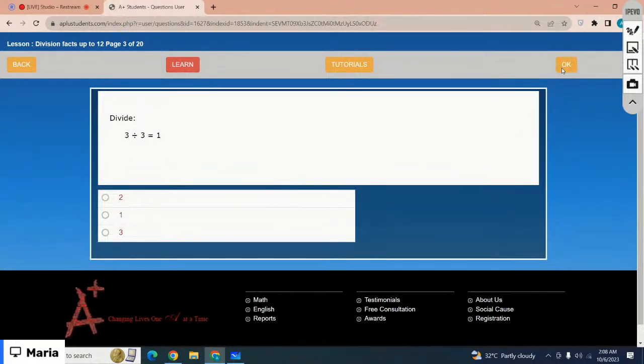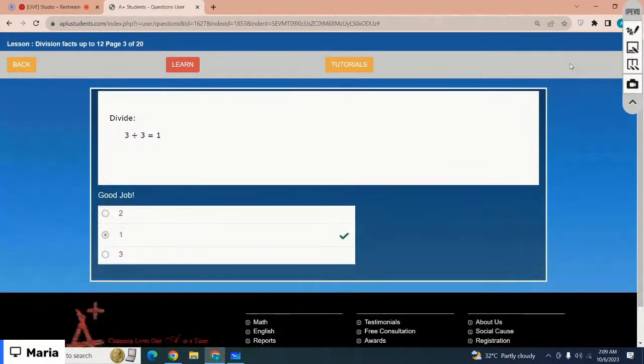3 divided by 3 equals, the correct option is 1, because 3 times 1 is 3. You are already given the answers, right?